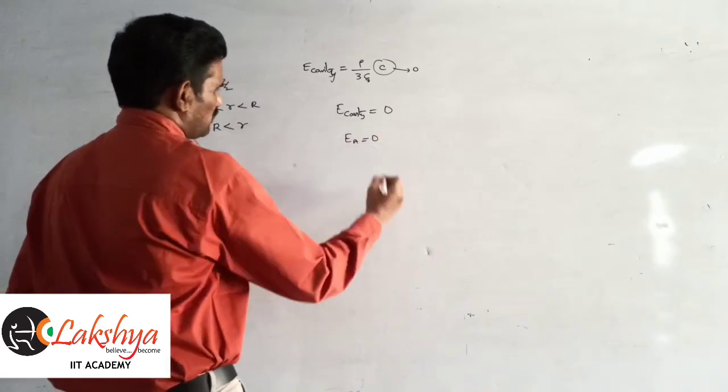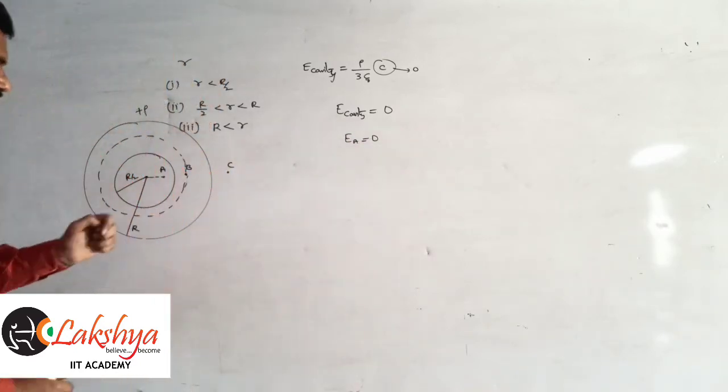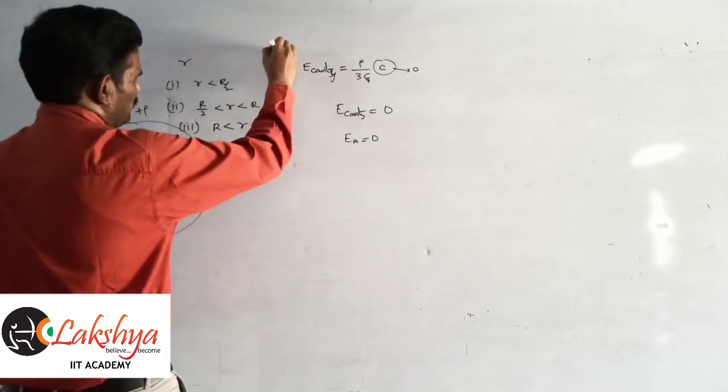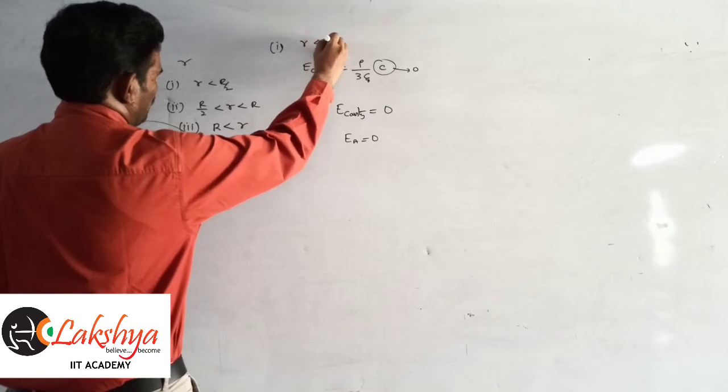Now see how to find this second condition here. This is the first condition here, when r is less than R by 2. Next, suppose I am taking the second condition here.